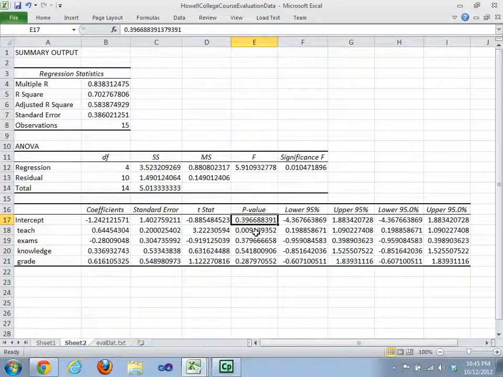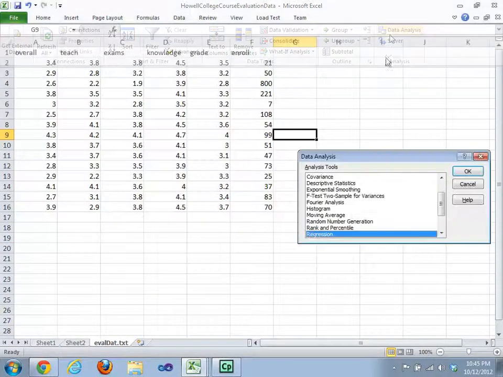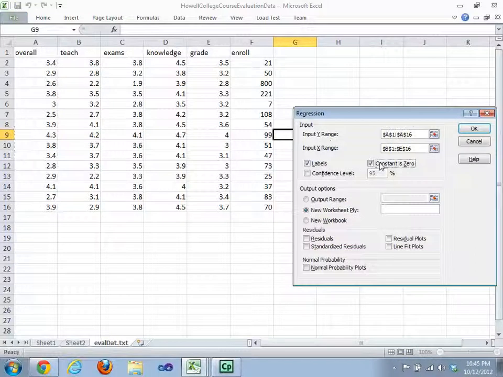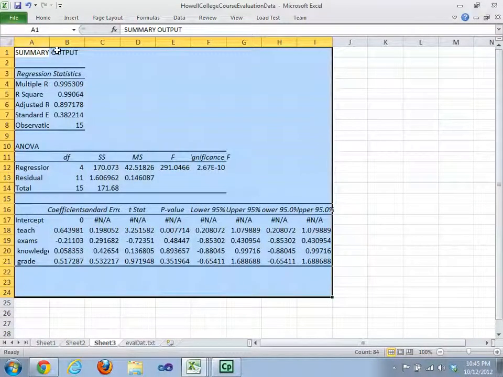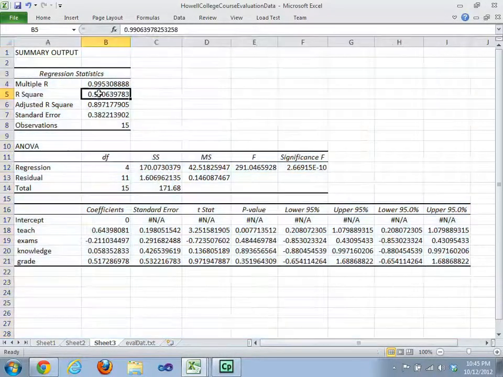Intercept is still bad. Other ones are slightly better, but let me get rid of my intercept and see if that fixes anything for me, because that's an easy one to get rid of. So we'll just run the regression again. Constant is 0. And when we look at our p-values, our R-squared is 99%, which is awesome. But we still have a number of things we need to get rid of.